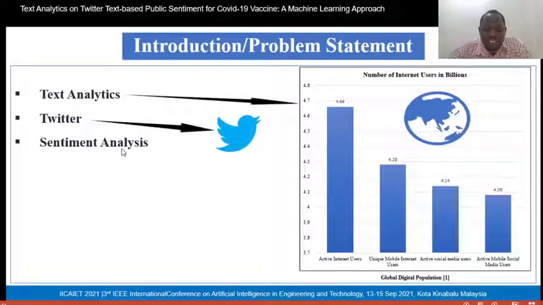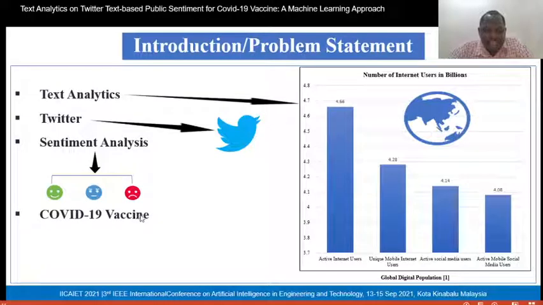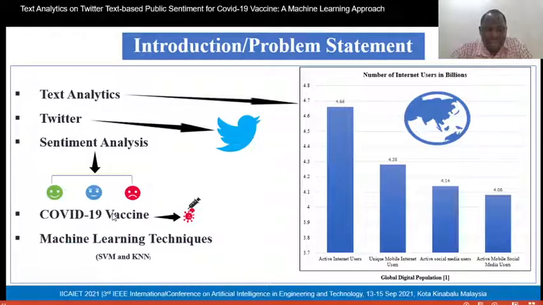In this research, we use 3 sentiment analysis classes to get the insight or the opinion or the sentiment of the people regarding the COVID-19 vaccine. We use the 3 most popular sentiment classes, which are positive, neutral, and negative, to classify our data. So how are we going to classify our data? We are going to apply 2 machine learning algorithms, support vector machine and k-nearest neighbor, to evaluate and classify the opinion of the people regarding this COVID-19 vaccine.